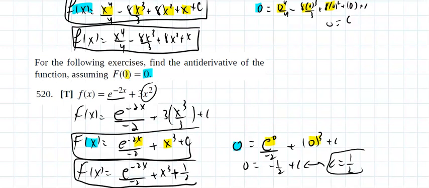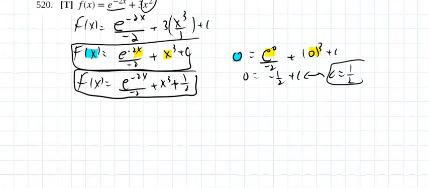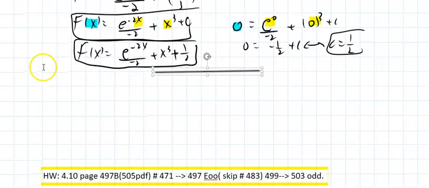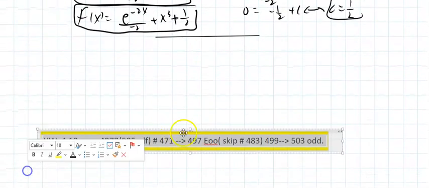Now, if you'd like to write e to the negative 2x as 1 over, you can. The rule of thumb is if you start the problem with a negative power, you could leave your answer with a negative power. And that's pretty much it for this section. This is a very short section. There's our homework.